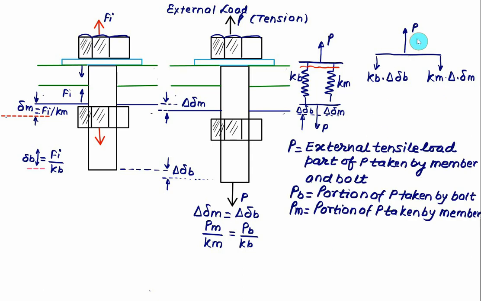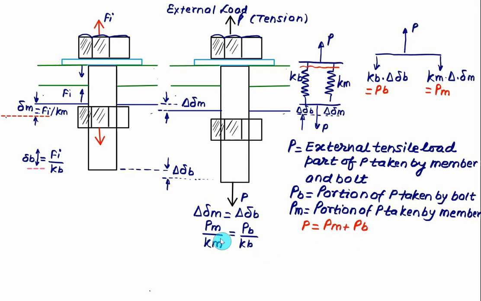So here P is the external tensile load, and part of P is taken by the member and part is taken by the bolt. Now this value, the product of KB into delta B, is given as PB, which is the portion of the P taken by the bolt. And this value we'll call PM, that is the portion of the P which is taken by the member. So in this case we have P is equal to PM plus PB.